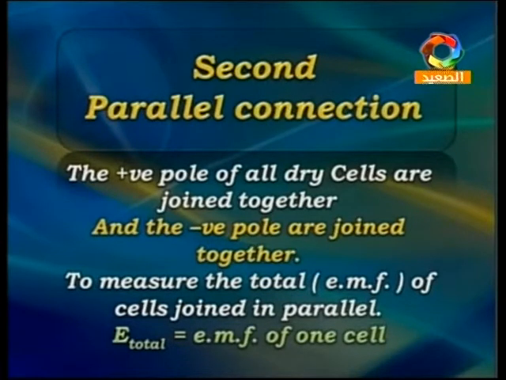So here the EMF of each one of these dry cells is 2, for example. So the total EMF, if I have 100 of these dry cells, also equals 2. Why? Because this is a parallel connection.